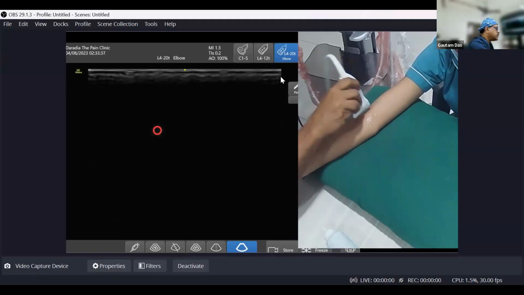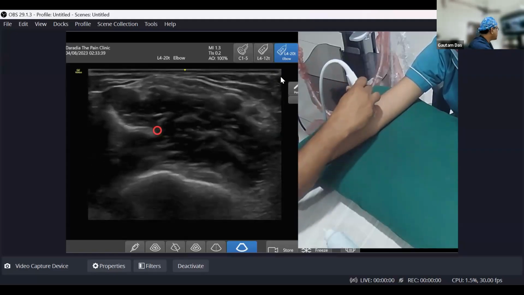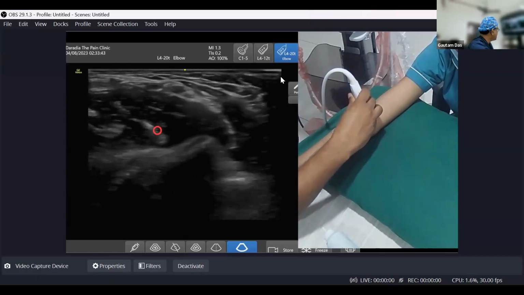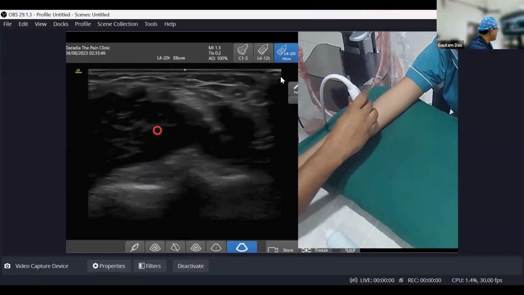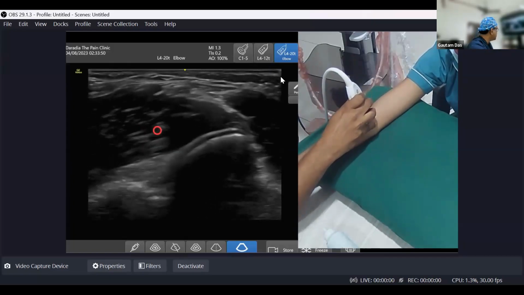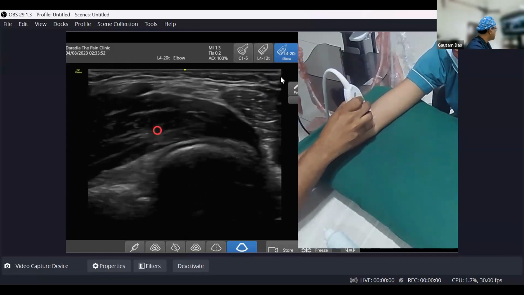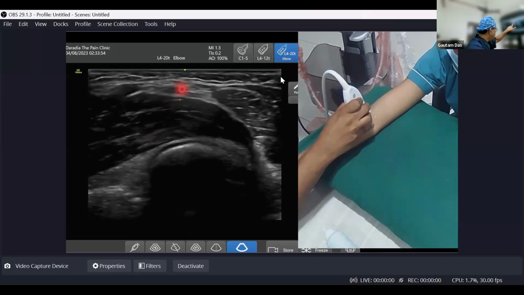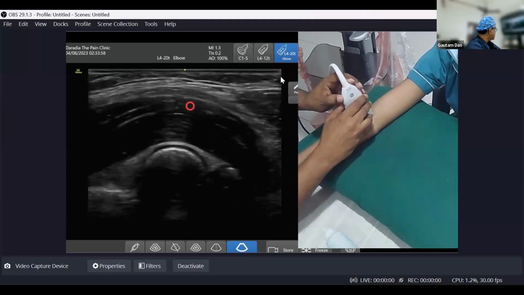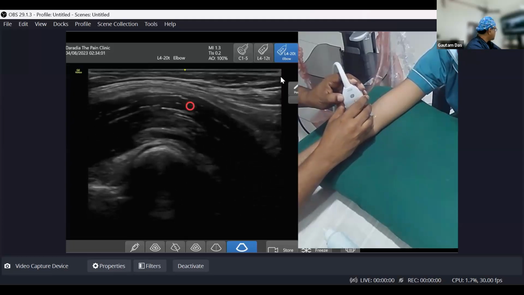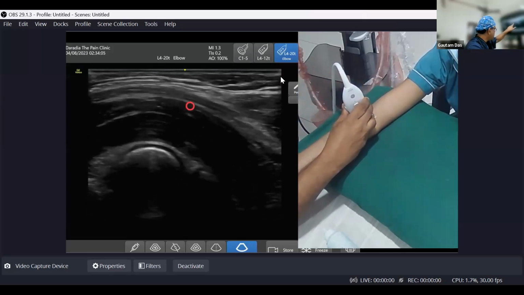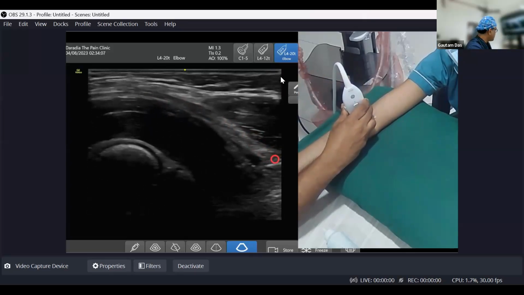So now let us see in the long axis. So this was your median nerve. Let me put it in the middle of the screen. And now my left-hand side is the proximal side. Look at this nerve; I'm seeing this nerve now in the long axis. So that is the long axis of the nerve. You can see now it is dipping down between the two heads of the pronator teres.